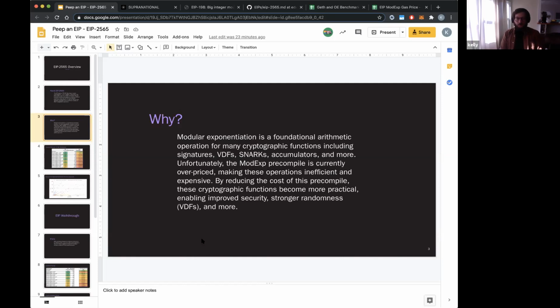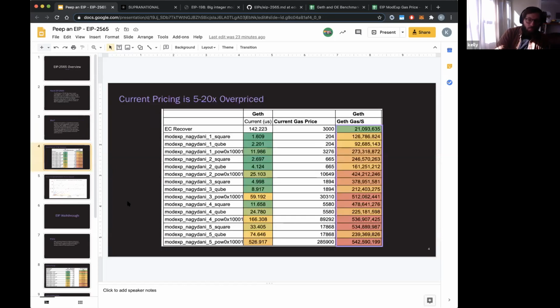With this in mind, and given that Ethereum is looking to move forward with using more of these cryptographic techniques, we wanted to make sure that that cost was really justified, or whether perhaps it could be optimized. So the very first thing that we did in this EIP is we went and did a benchmark.